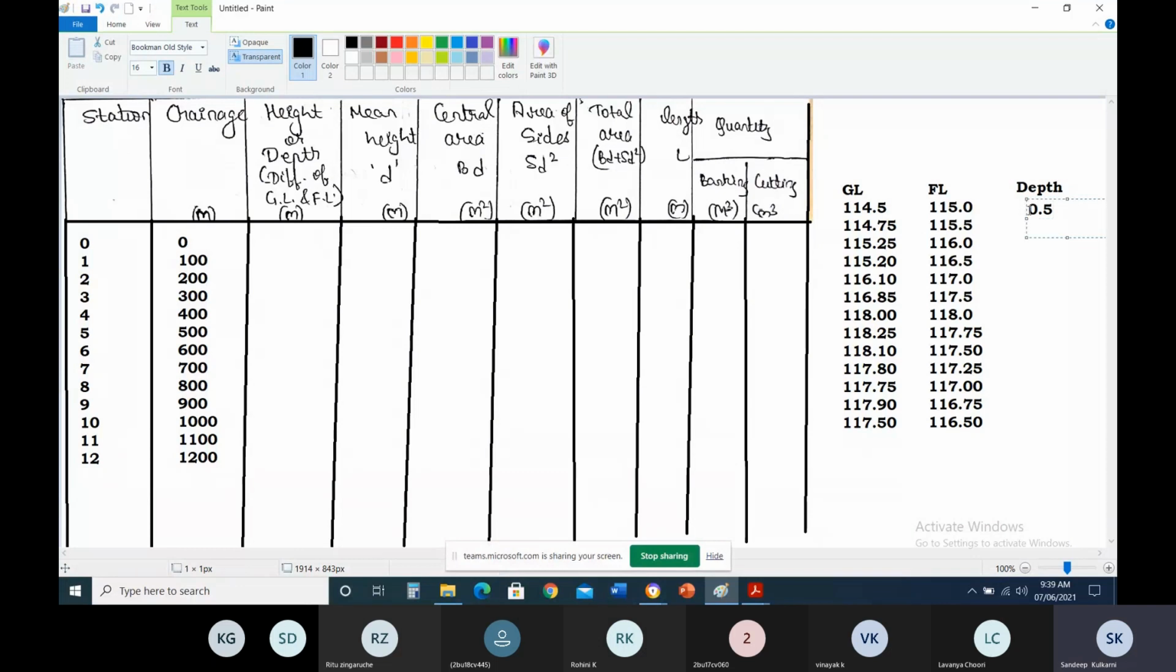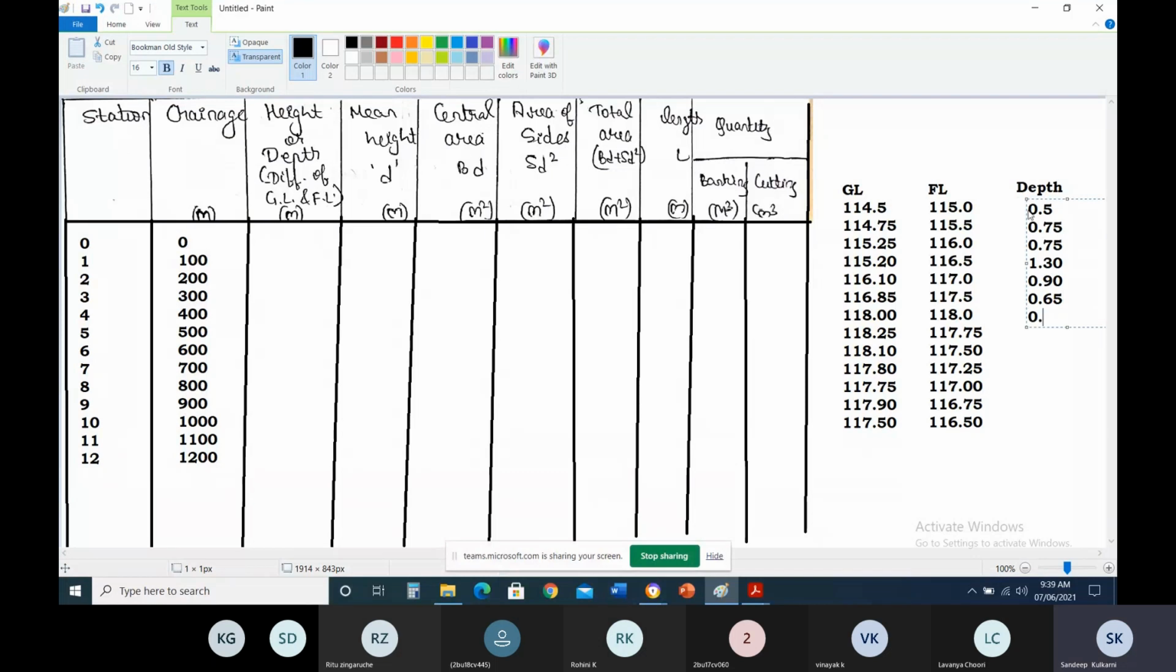Okay, so can anyone tell me the next one? 115.5 minus 114.75. So this one I'll write again. Okay, so I told you to please take a calculator so that you can also give me some answers. So this one, 116 minus 115.25, I'll be getting 0.75. Then next, 116.5 minus 115.20, 1.30. Then next I'll be getting 0.90. Then next I'll be getting 0.65.